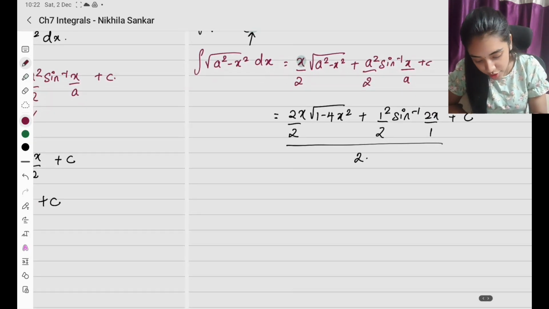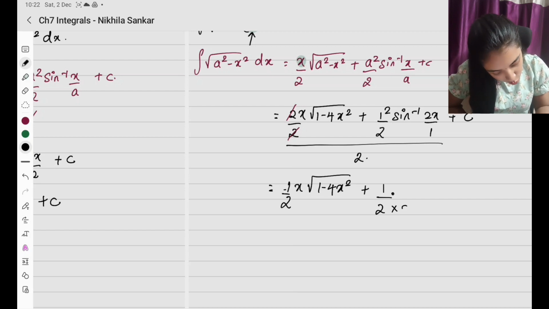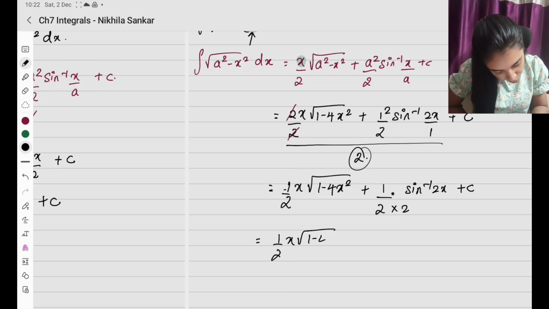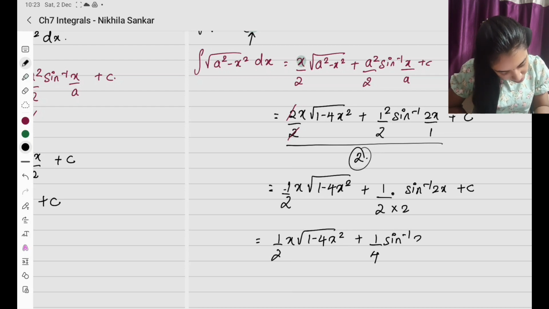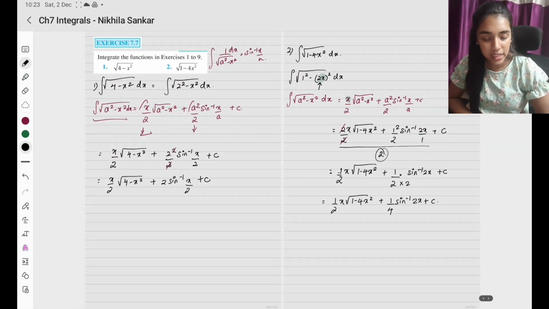So what answer do you get? You can cancel these 2. So in the end, I have 1 by 2 x times square root of 1 minus 4x square plus 1 divided by 2 times this 2 times sine inverse of 2x plus c. So this is nothing but half x times square root of 1 minus 4x square plus 1 by 4 sine inverse of 2x plus c. So this is my answer. Okay, please copy.